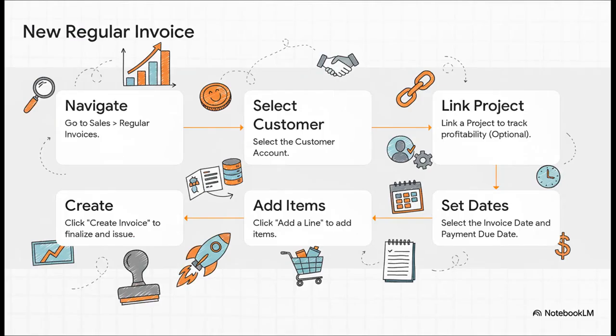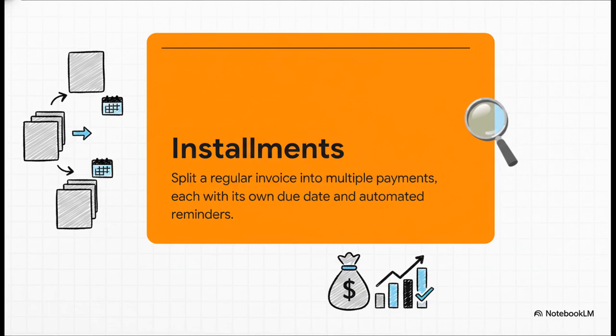For a regular invoice, the process is exactly what you'd expect. Pick your customer, set your dates, add your items. But check this out. See that optional step to link a project? That is such a powerful little feature. By doing that, you can track exactly how much money a specific job is making, giving you a crystal clear picture of your profitability.